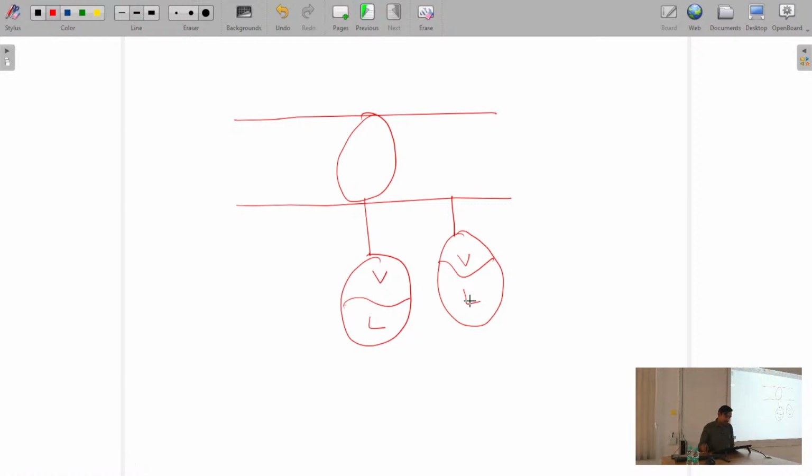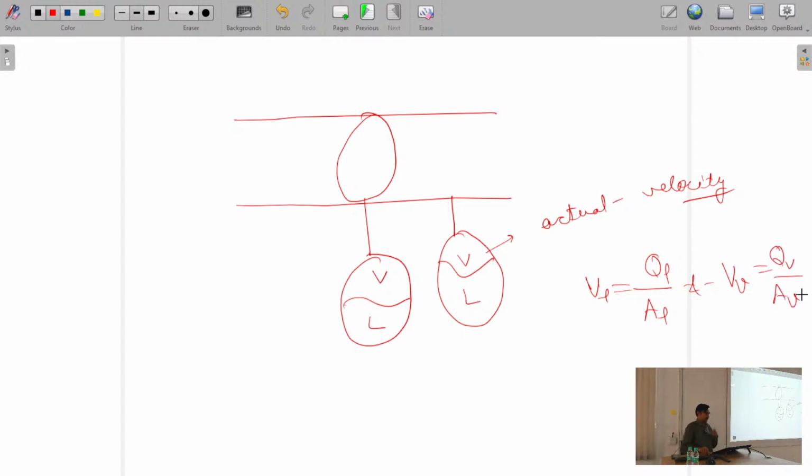So in these scenarios, it is extremely challenging to determine the actual velocity of the fluid. To find the actual velocity of the fluid, you must have the flow rate divided by the area occupied by the liquid, say for liquid velocity VL, and for vapor velocity, VV is equal to QV, the flow rate of the vapor, divided by the area occupied by the vapor. Now if you have some copper tube where at different locations you cannot tell how much area is occupied by liquid and how much by vapor, then it is difficult to characterize this type of flow.